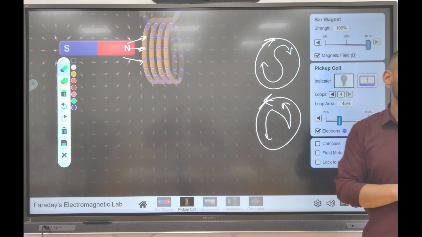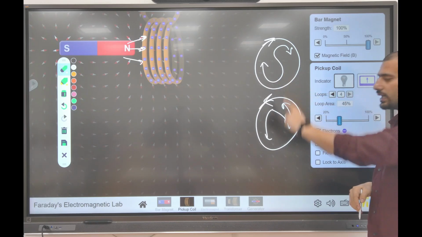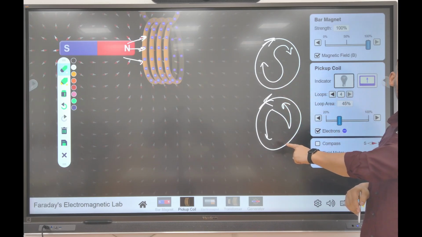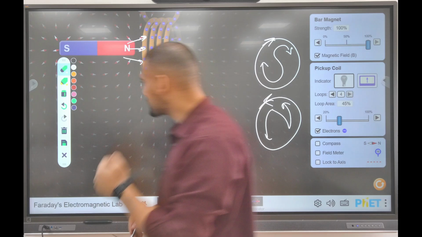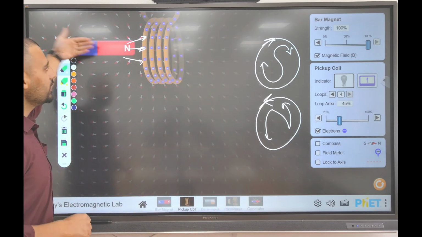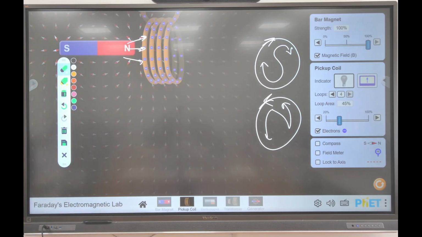Can you remember this? When current flows in clockwise, which pole does it generate? South. And when it flows in anti-clockwise, which pole does it generate? North. Is that fine? Now look at this. When the north pole is coming closer, can you tell me what is the direction of the current here?